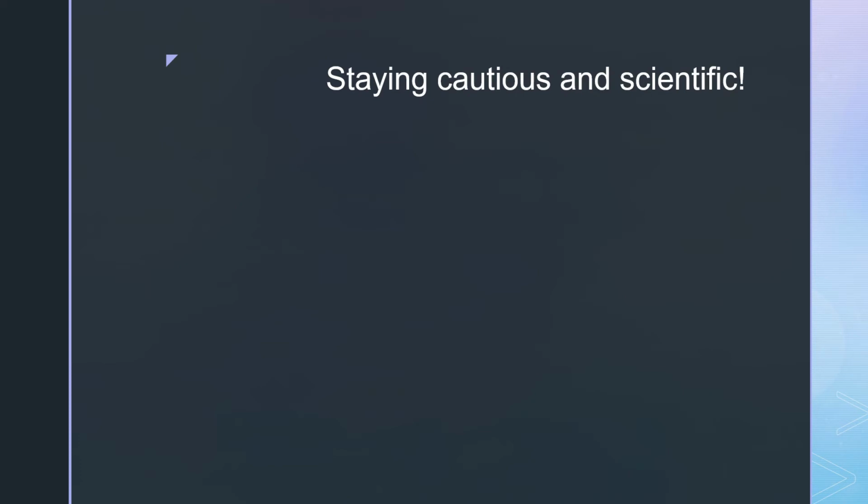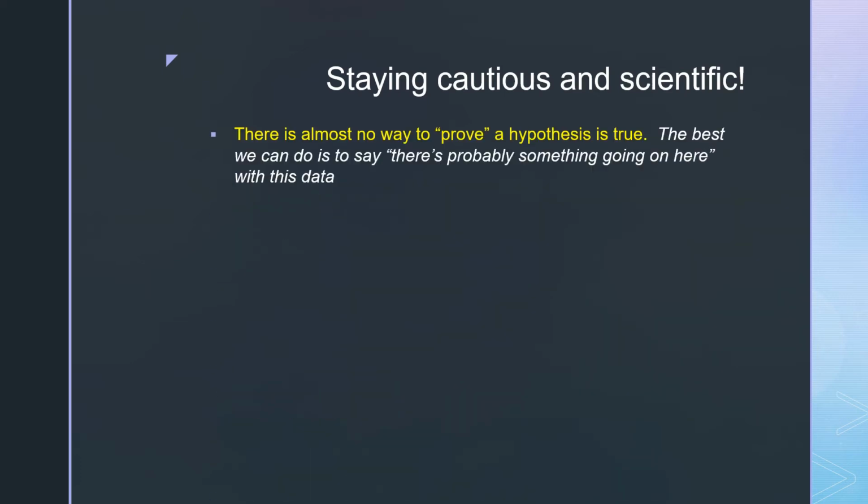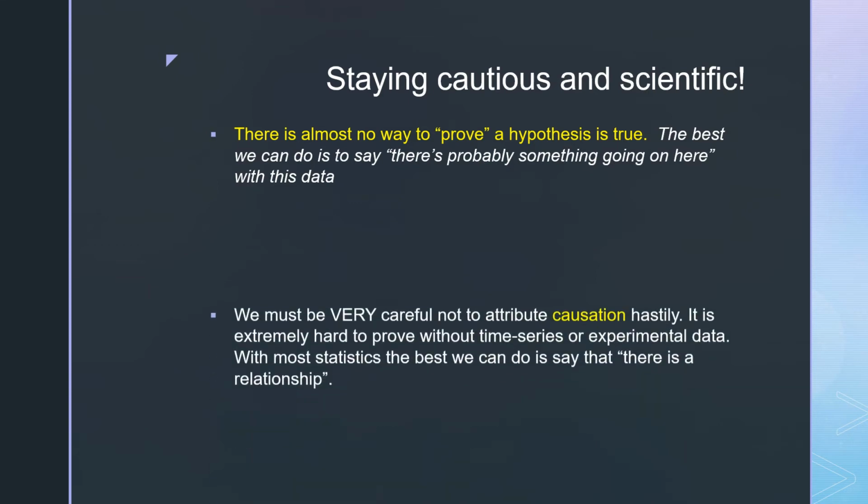In all scientific research, the most important quality of a scientist is to be cautious in interpreting their results. Staying cautious and scientific is the key to success. Remember, there's almost no way to prove a hypothesis is true. The best we can do is say, there's probably something going on here with this data.